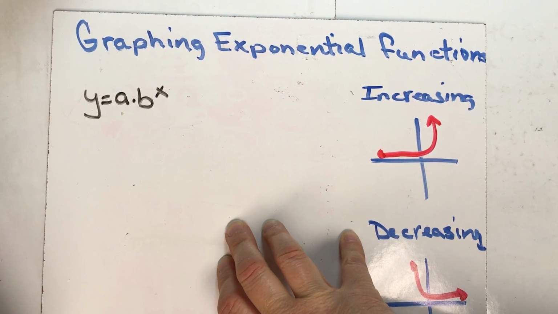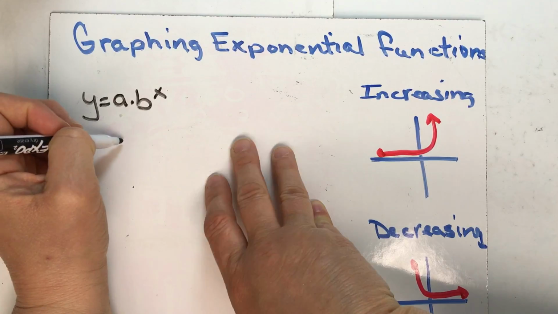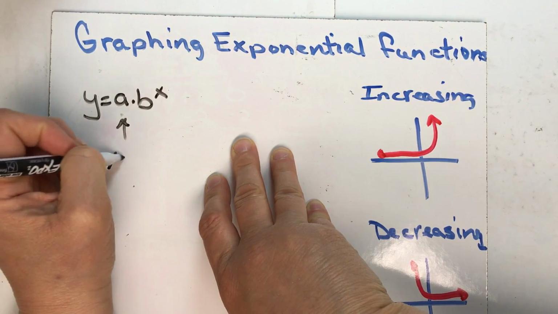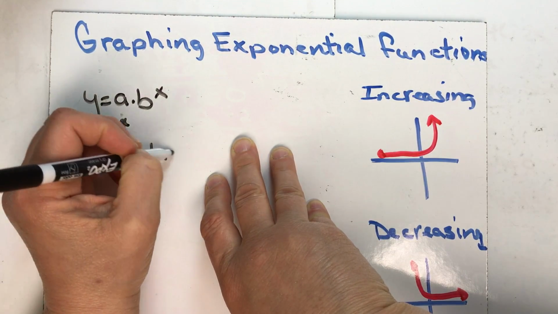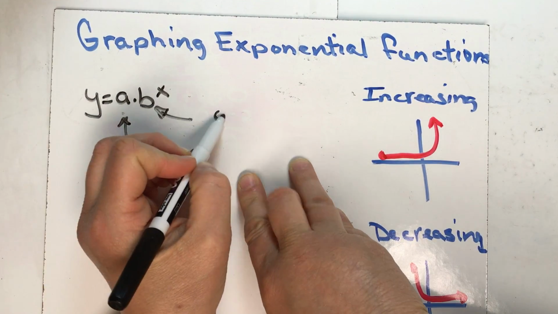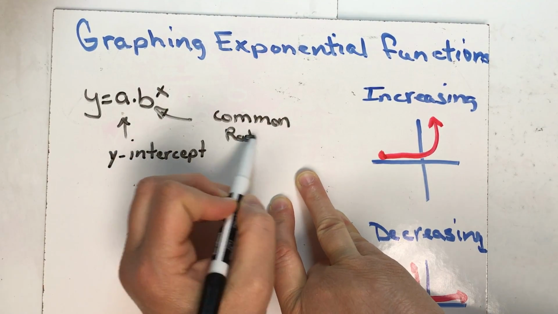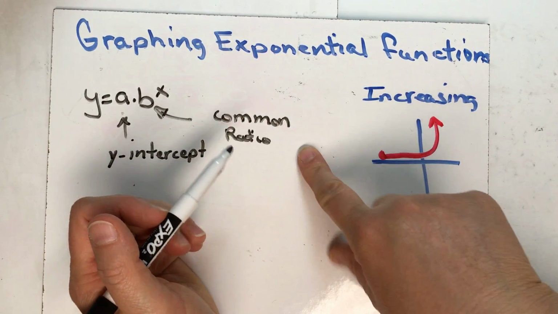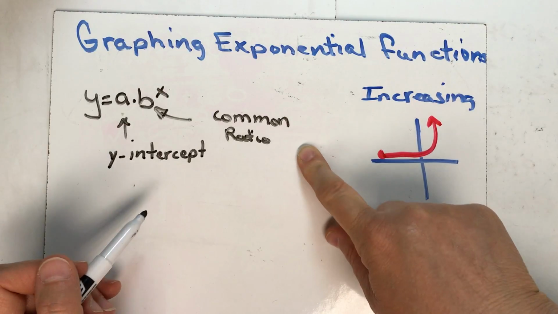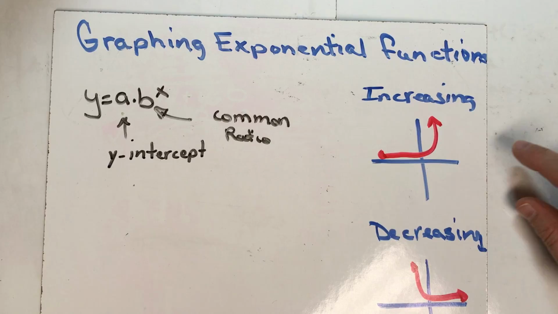Working with graphing exponential functions. Our equations will look like this, where our a is our y-intercept, and our b would be our common ratio. And this will become more apparent when we graph it and use a t-chart. You'll be able to see this more readily.